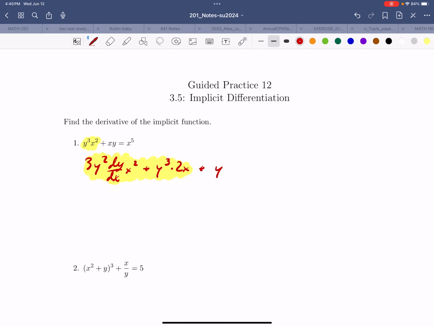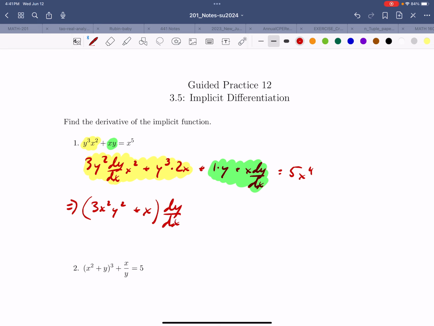Plus 1 times y, maybe I'll just write that out more explicitly, 1 times y plus x times dy over dx. And does everyone see, I hope, that this is the derivative of this? Okay? And all that's going to equal 5x to the 4th. And then we just solve for dy over dx, right? So we're going to get 3. By convention, you put the x's before the y's. Right, and then let's just factor out the dy over dx equals 5x to the 4th minus 2xy cubed.